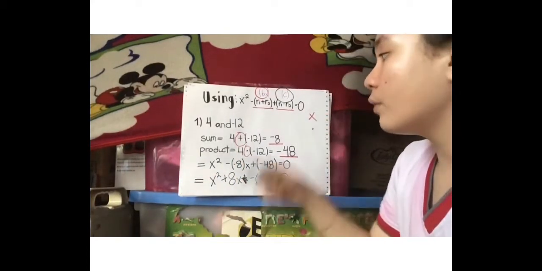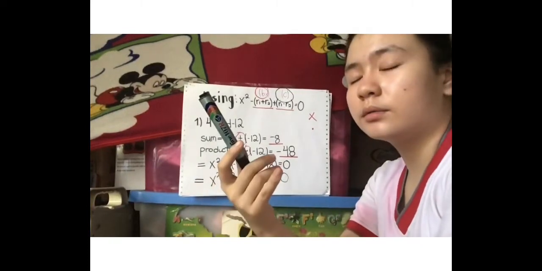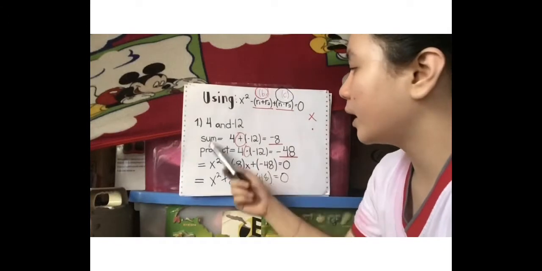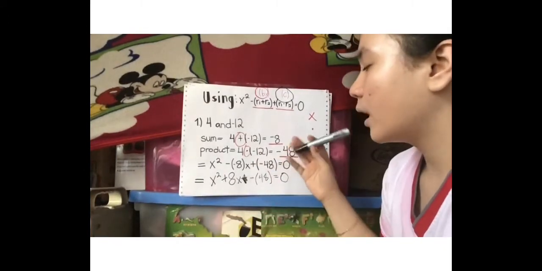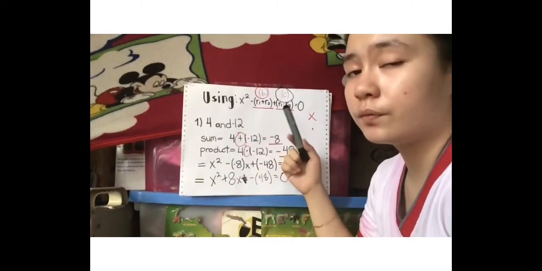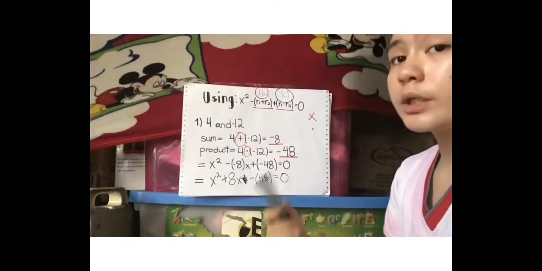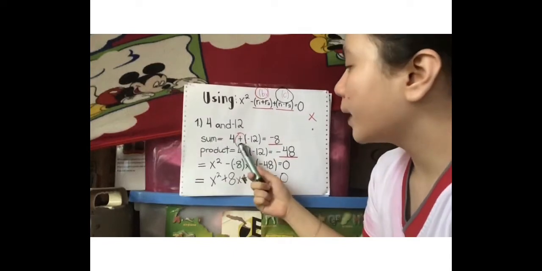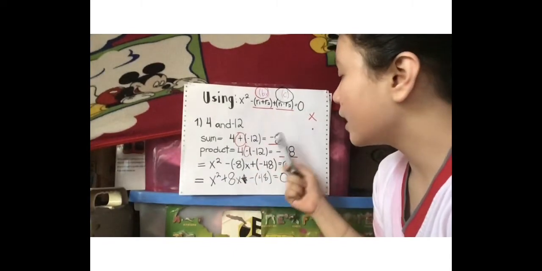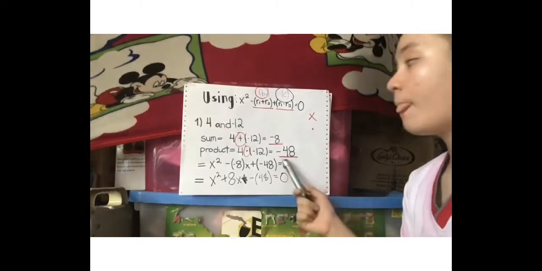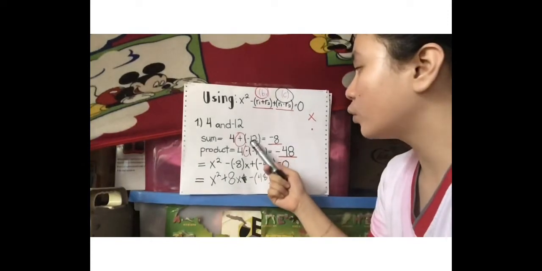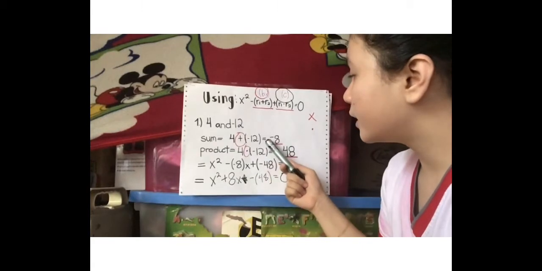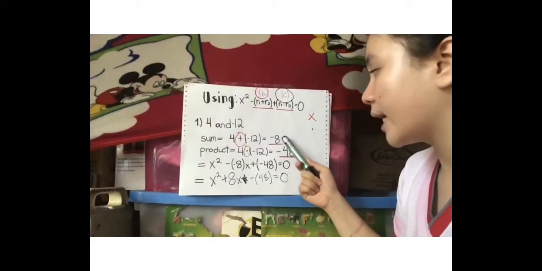And if ever you haven't learned yet how to evaluate this kind of problem, you can always watch my video on my channel. Now, 4 plus negative 12 is equal to negative 8. As I say, negative 12 is the bigger number, therefore the sum is equal to negative 8.